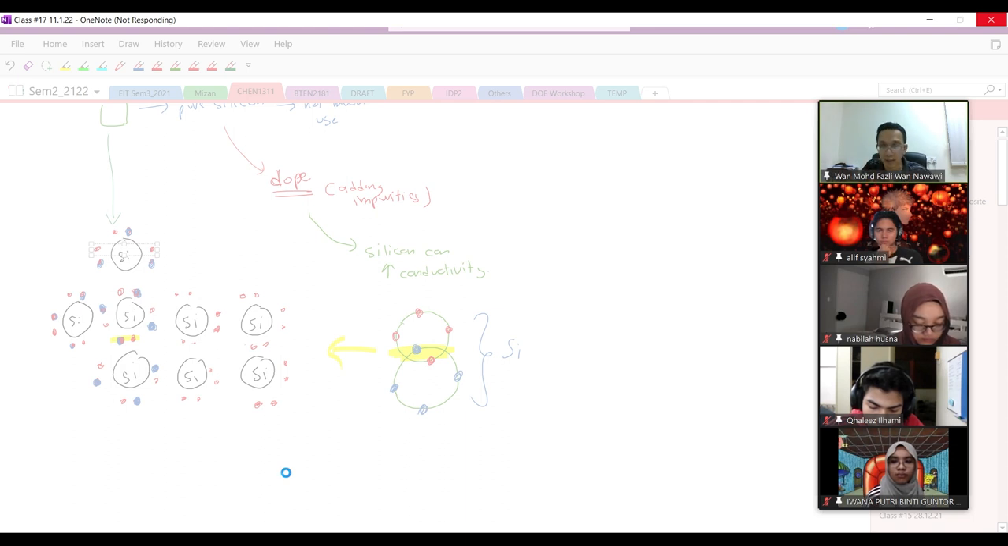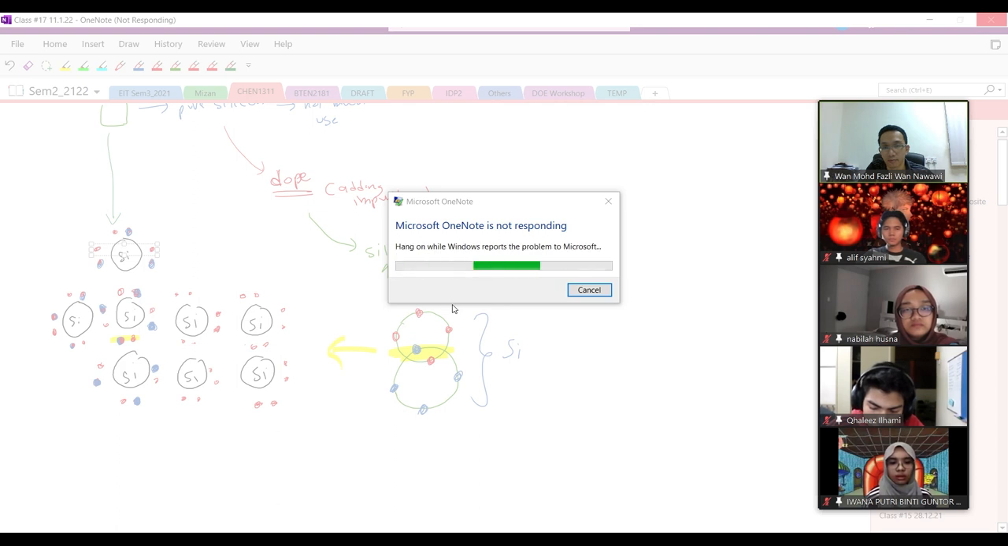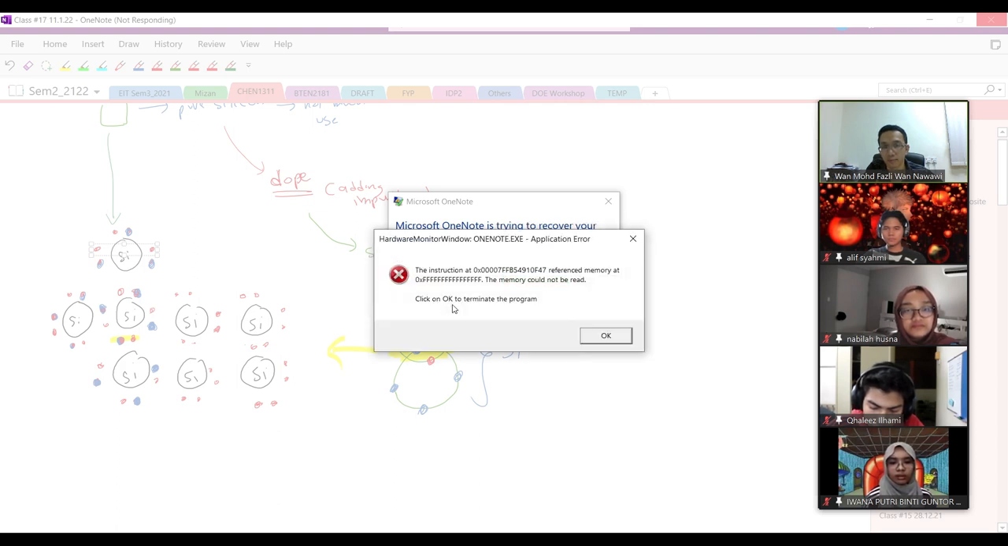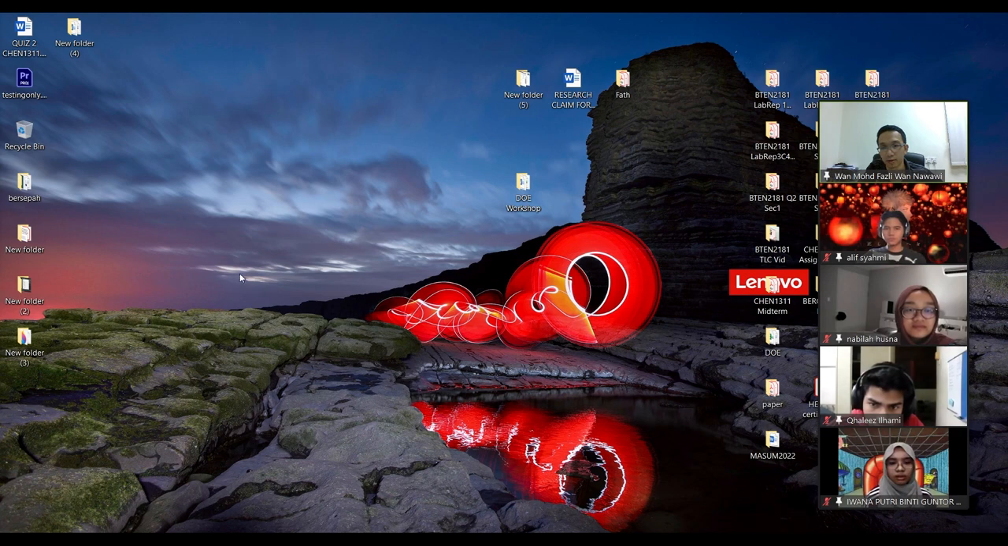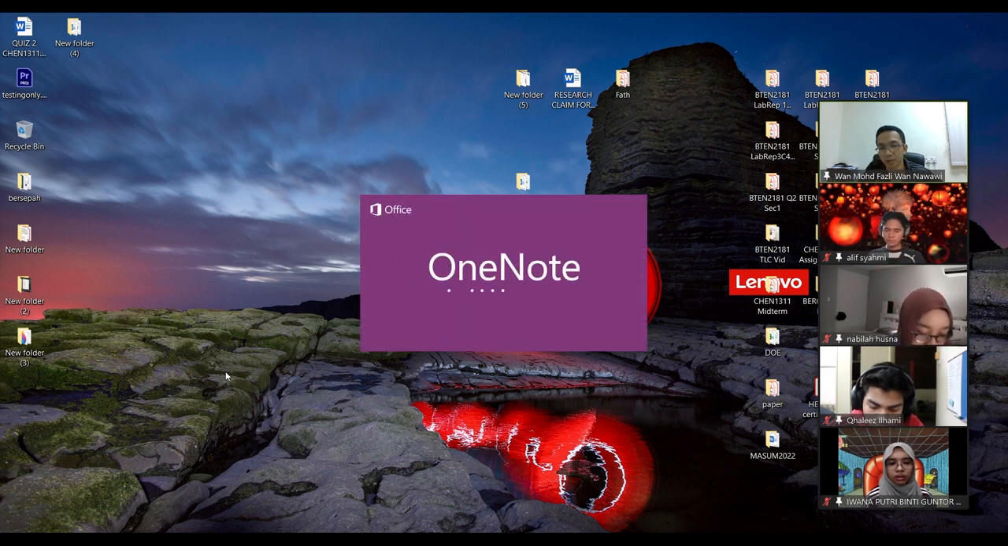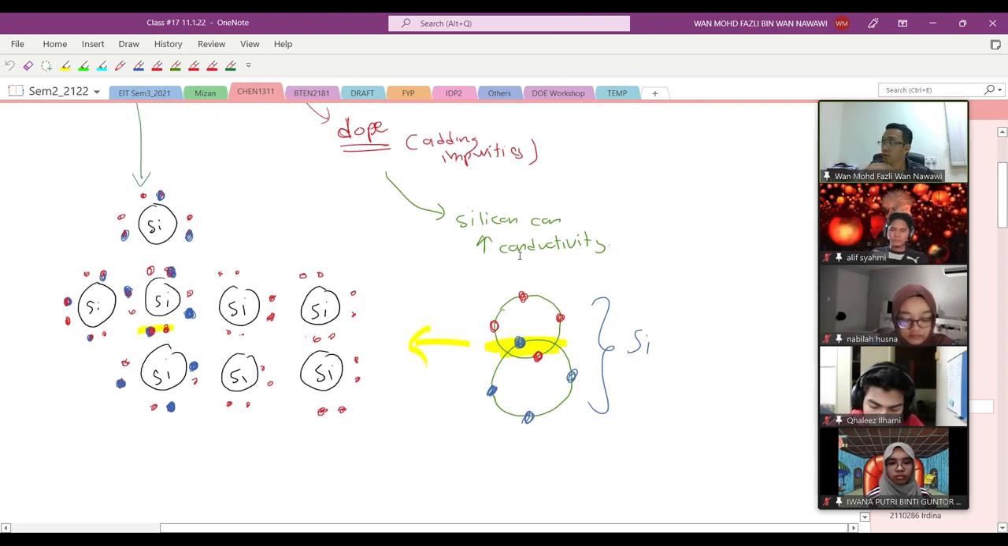Okay, at least you can see something, even though my program is not responding, I don't know what happened. If you change one silicon atom with phosphorus, I cannot do anything because it doesn't work. Let me close this first. Close the program. I don't know whether it's safe or not. Wait, let me see whether it's saved. 9:58. Okay, luckily it's saved. That's why you don't do things at the last minute.